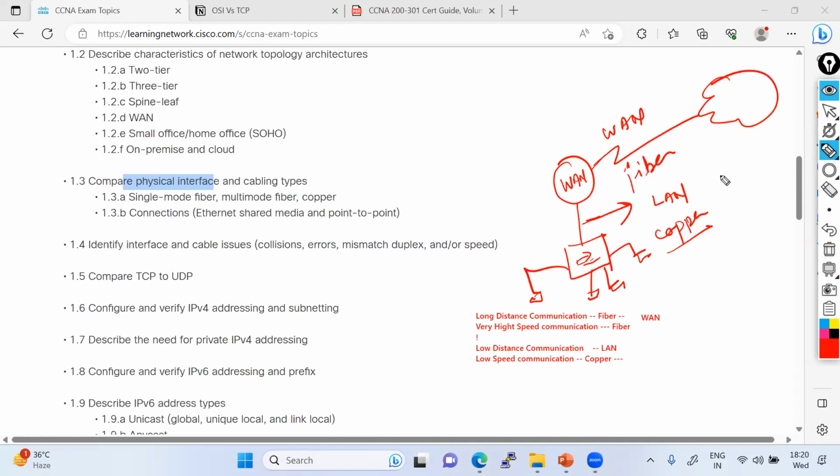Now let's discuss more about these cables. At least we know the fundamentals of these cables, why you use them, what the benefits are, and where we need to use them. But what are the fundamentals of these cables, right?